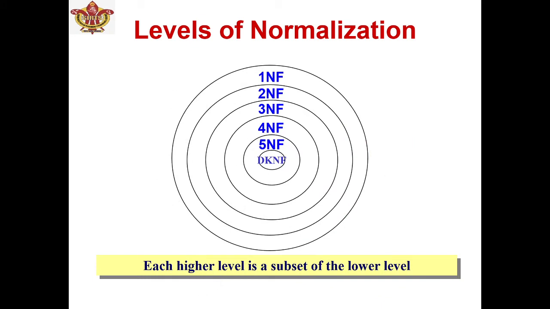Okay, so here we can also see this diagrammatically: DKNF, 5NF, 4NF, third NF, 2NF, 1NF. Each higher level is a subset of the lower level, right?